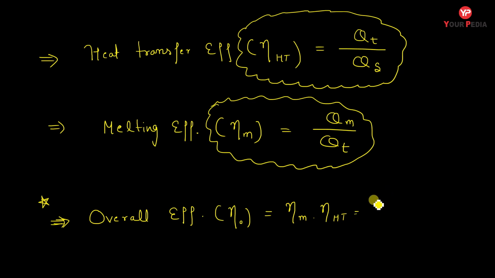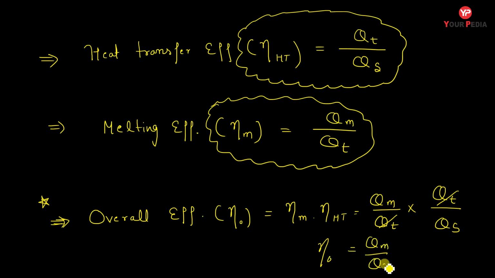Now what is the formula of melting efficiency? Sir, QM divided by QT, into, what is the formula of heat transfer efficiency? Sir, QT divided by QS. So simply by cancelling, the final formula for overall efficiency is Q melting divided by Q supply. This is the final formula from which a 2-mark question comes every year in your GATE examination. So these are the important formulas. Sometimes this formula and this formula may be asked.